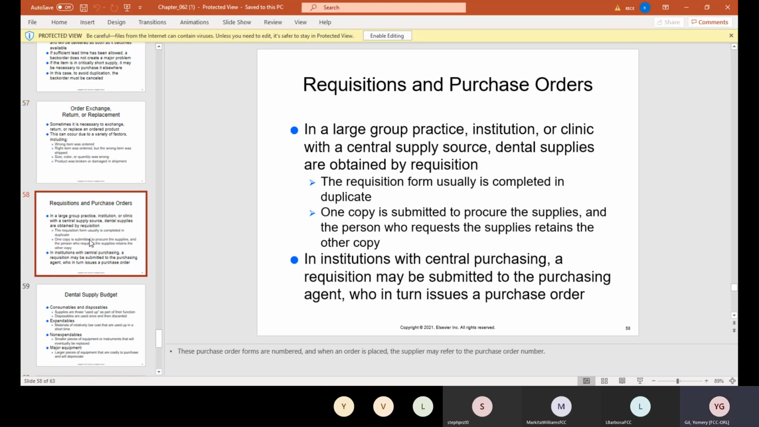Okay. Requisitions and purchase orders. In a large group practice, institution, or clinic with a central supply source, dental supplies are obtained by requisition. The requisition form usually is completed in duplicate. One copy is submitted to procure the supplies, and the person who requests supplies returns the other copy. And that's just basically to make sure that when you get your order, everything that you ordered, everything on the list is what you actually get. In institutions with central purchasing, a requisition may be submitted to the purchasing agent, who in turn issues a purchase order.